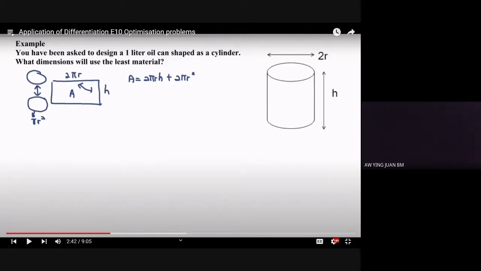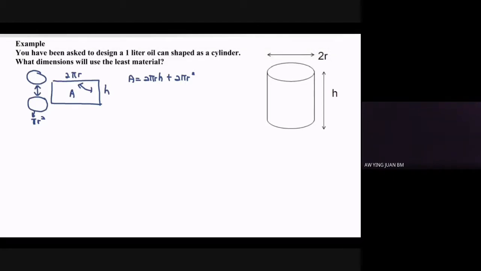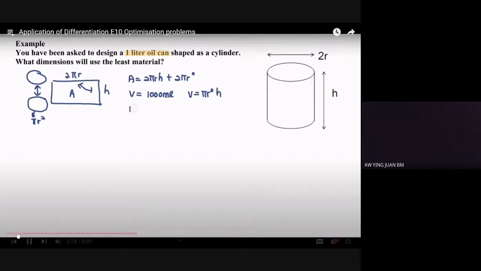So, mari kita tengok fokus kita yang pertama. Next, from the information given, 1 liter oil can refers to a volume. So in here, the volume is equals to 1000 ml or 1 liter. So the formula for volume would be V is equals to pi R square H. So from here, we are going to have a single variable, meaning that express A in terms of R or H. So by using the information given for the volume, so we will have 1000 equals to pi R square H. In order to express the situation in a single variable for the right hand side, so now let's H is equals to 1000 over pi R square.